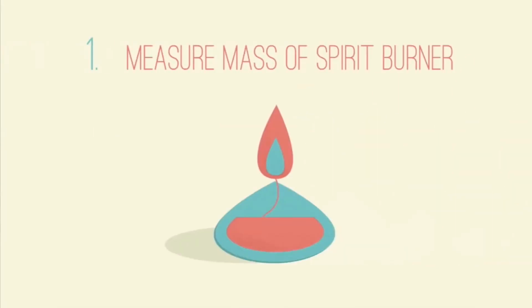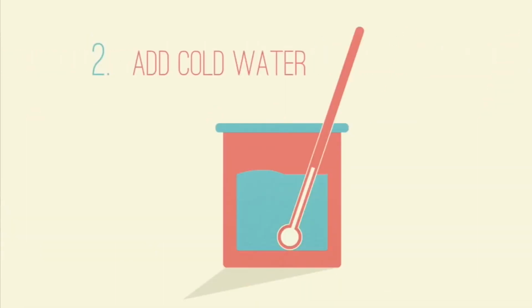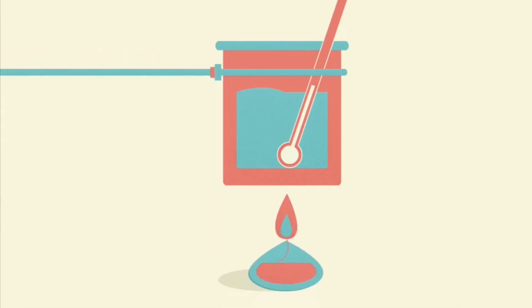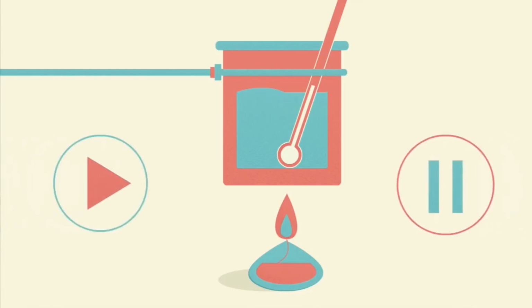1. You'd measure the mass of the spirit burner before the experiment. 2. Add a certain amount of cold water into a copper calorimeter, a small metal can, and suspend it at a fixed distance from the spirit burner. Can you think why it is important for it not to be too far away? Pause the video and continue when ready.